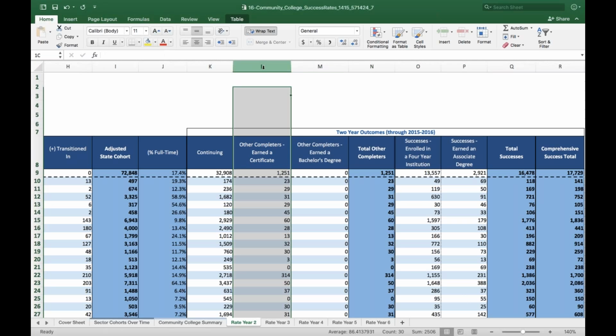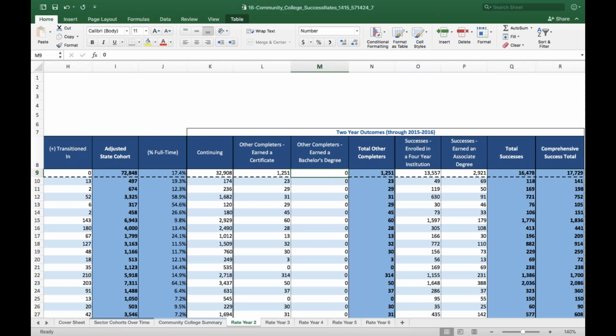But here's where I'm going to see those students who earned that certificate 2 years into their community college pathway, I suppose you could say. This is the number of students who earned a bachelor's degree. 0, that's 2 years into a community college. Not necessarily a surprise here, and not every community college offers bachelor's degrees.